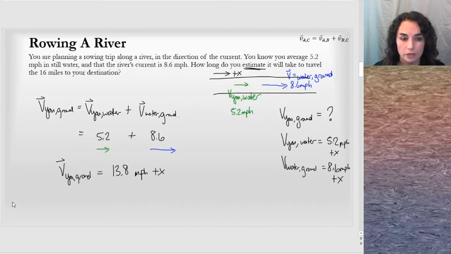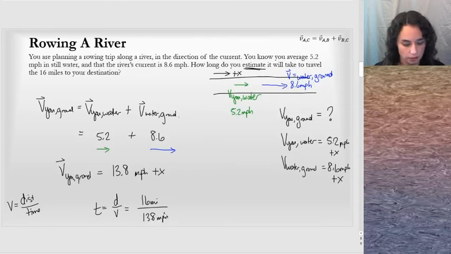We're rowing at a constant velocity. Remember, at constant velocity, I just do distance over time. So if I want to solve for time, you can do this on a side piece of paper if you like. It'll be the distance divided by the velocity. So I have 16 miles divided by 13.8 miles per hour. I can rewrite this so that you can see it's miles per hour. The miles are going to cancel. The hour is going to come up into the numerator, and I get 1.15942 hours. A little more than an hour.